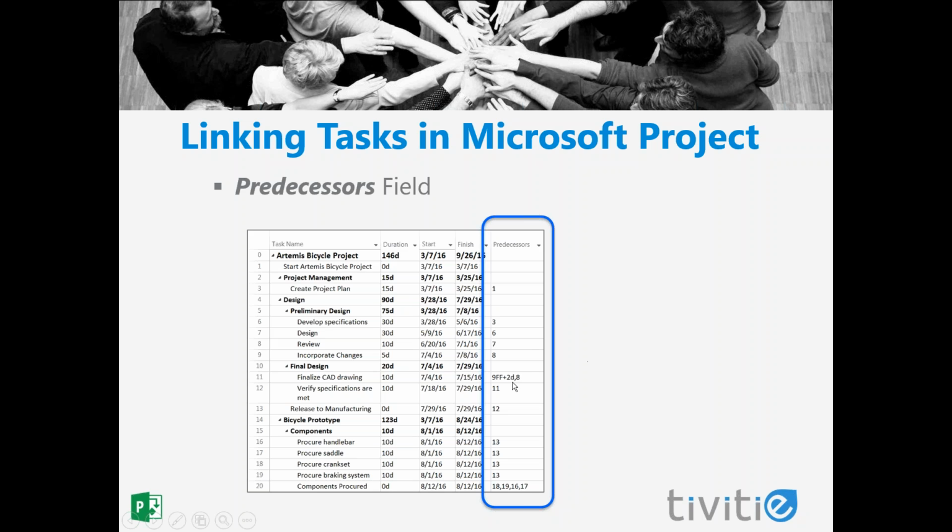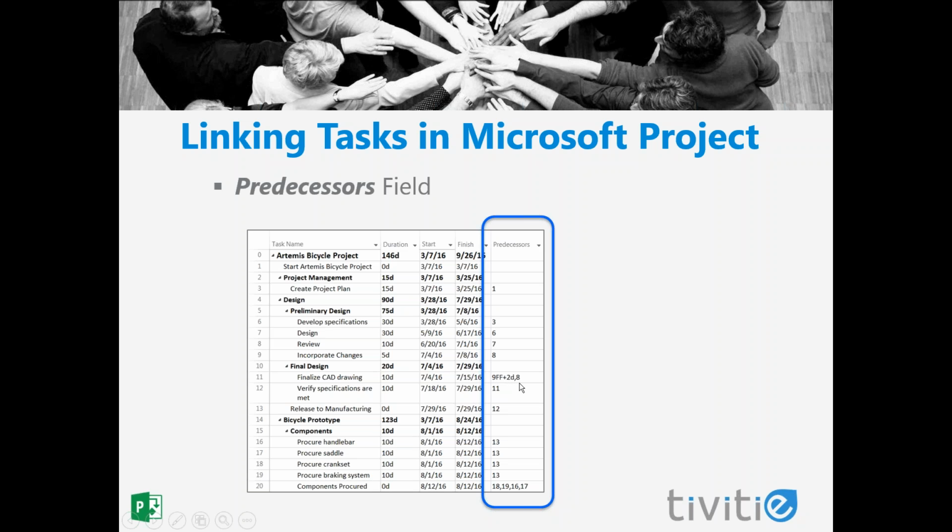If you look down at task 11, you'll see that it says 9FF plus 2D. If I see just a number in the predecessors column, what we have set up is a finish to start link with 0 lag. If we have any kind of link that either isn't a finish to start or doesn't have 0 days of lag, then I'll get a format something like we see in task 11. This is telling me that task 11 has a predecessor of task 9. It's a finish to finish link with a 2-day lag.